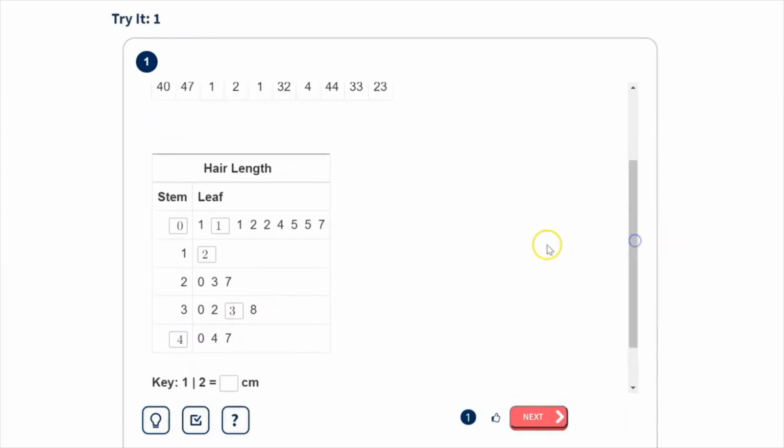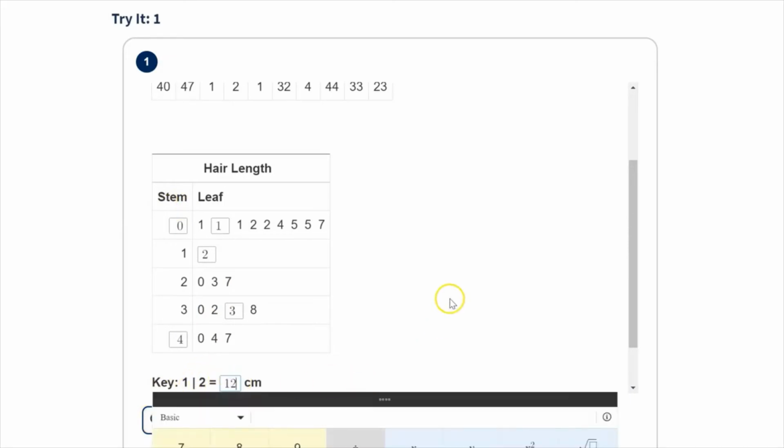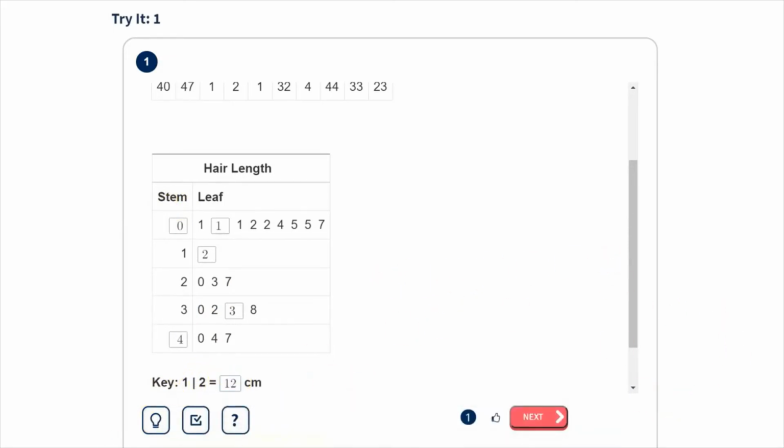And then we can see for the key, if we have a stem of 1 and a leaf of 2, that would represent 12 centimeters.